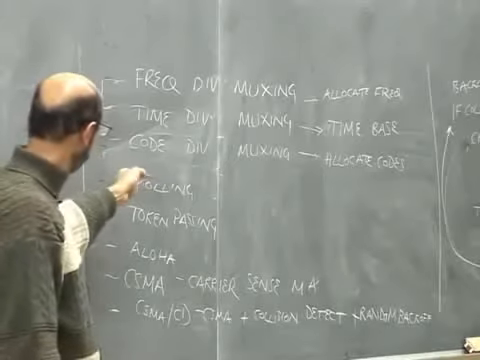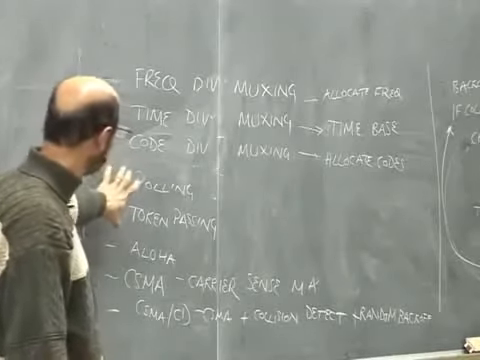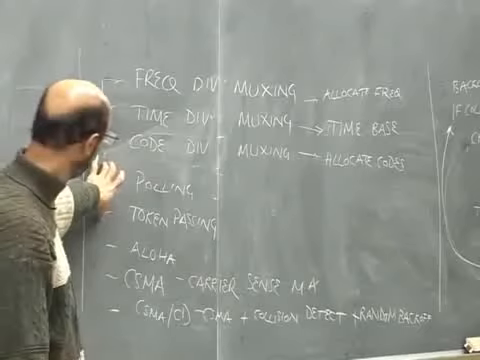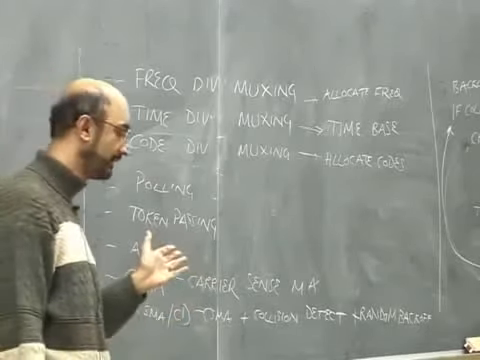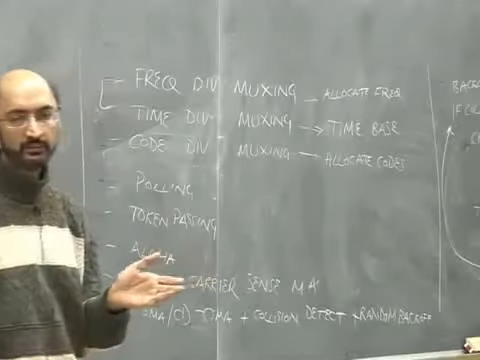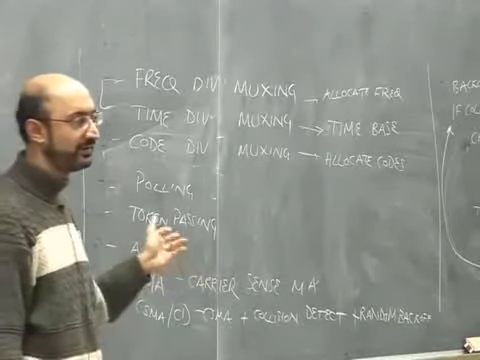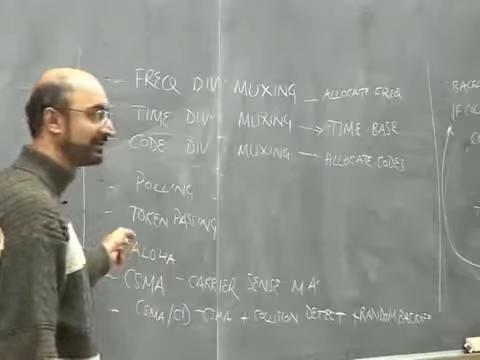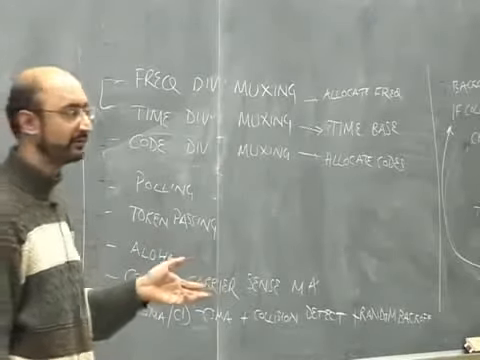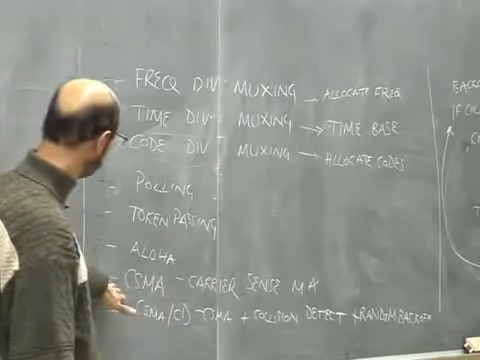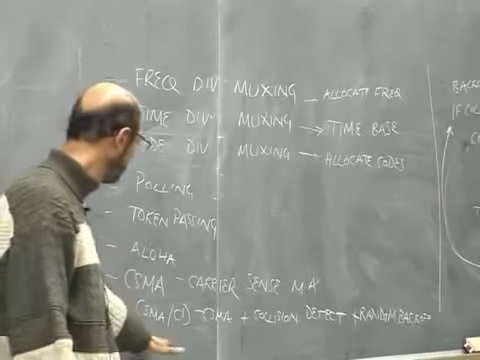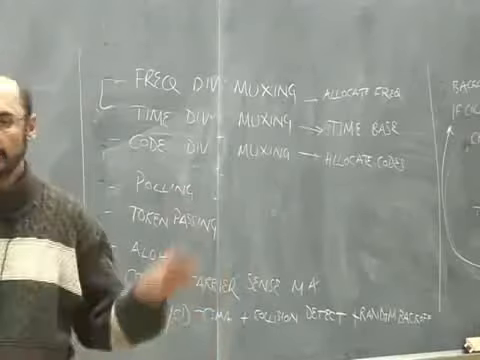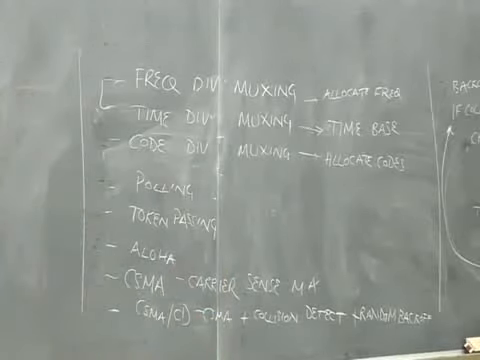Polling and token passing have kind of fallen out of favor, but they were being used in the past. Aloha is used in satellite networks, so anybody using a cable modem at home is actually using a variant of Aloha, but it's basically Aloha. So all cable modems use Aloha. Pure CSMA is not really used, but CSMA/CD is what's used in Ethernet. So all of these are used, and these are all basically link layer multiple access protocols.